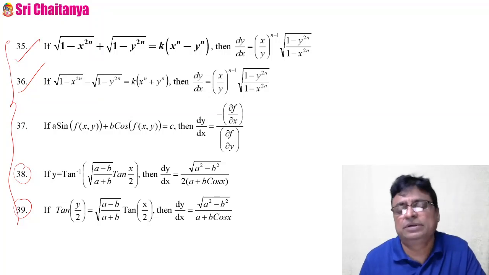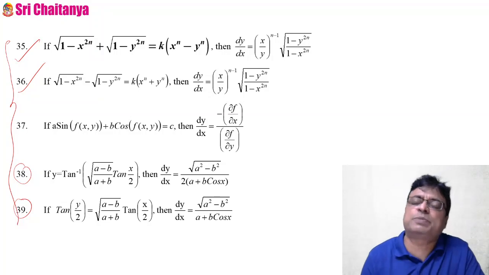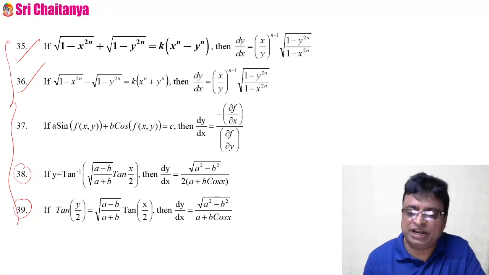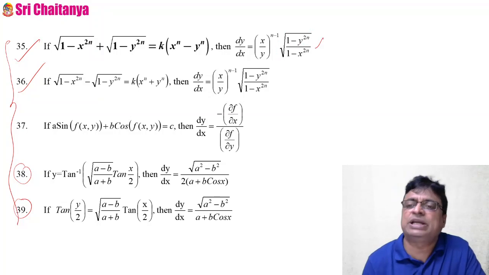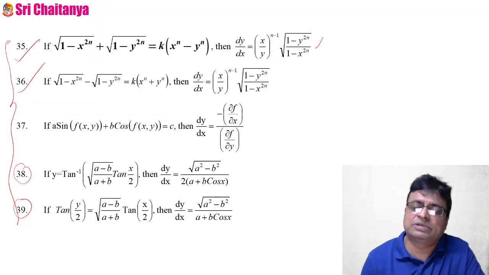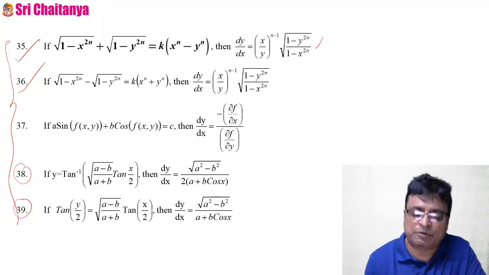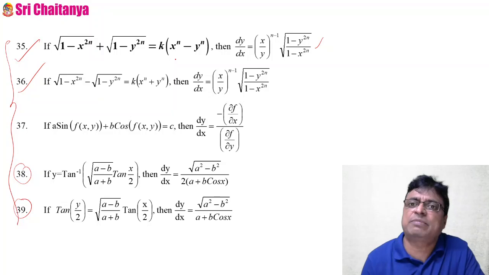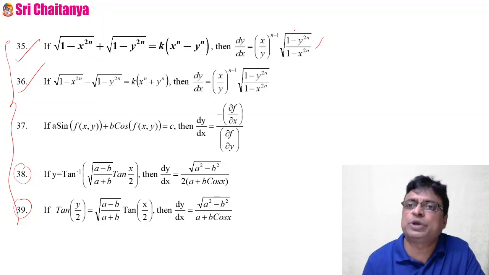Now coming to 35. If root of (1 − x^(2n)) plus root of (1 − y^(2n)) equals k(x^n − y^n), then dy/dx equals (x/y)^(n−1) times root of (1 − y^(2n)) by (1 − x^(2n)). Once again, root of (1 − x^(2n)) plus root of (1 − y^(2n)) equals k(x^n − y^n). Then dy/dx equals (x/y)^(n−1) times root of (1 − y^(2n)) by (1 − x^(2n)).